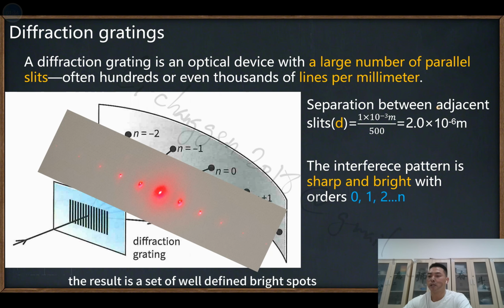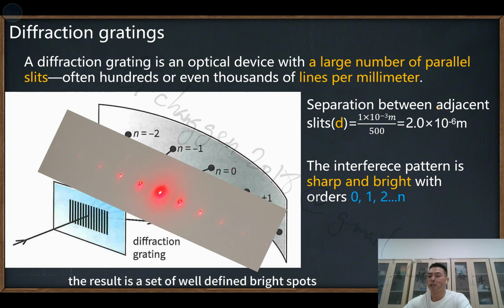To solve this question, we need to calculate the separation d between adjacent slits in the grating. Since the grating has 300 lines per millimeter, d equals 1 millimeter divided by 300, which equals 3.33 times 10 to the power of negative 6 meters. Then, by the equation n lambda equals d sine theta, we can calculate the wavelength by lambda equals d sine theta divided by n. Here n is 1. So lambda equals 3.33 times 10 to the power of negative 6 times sine 10 degrees, which equals 5.8 times 10 to the power of negative 7 meters.